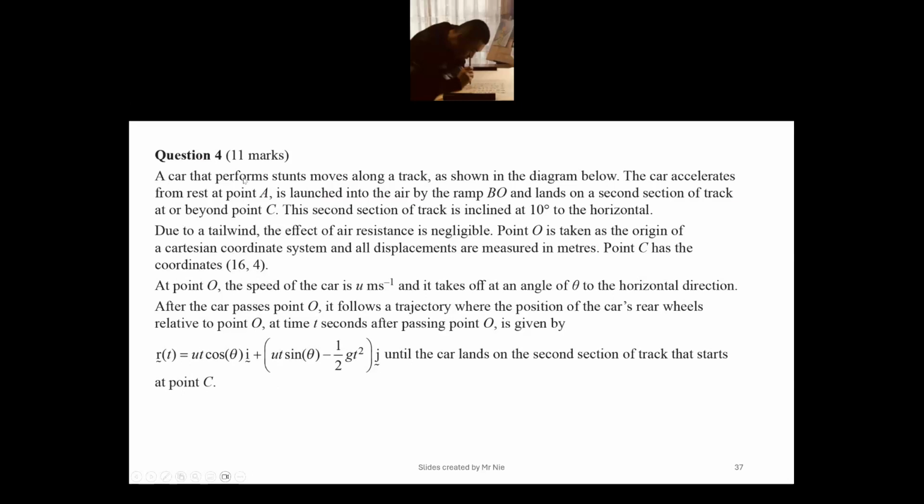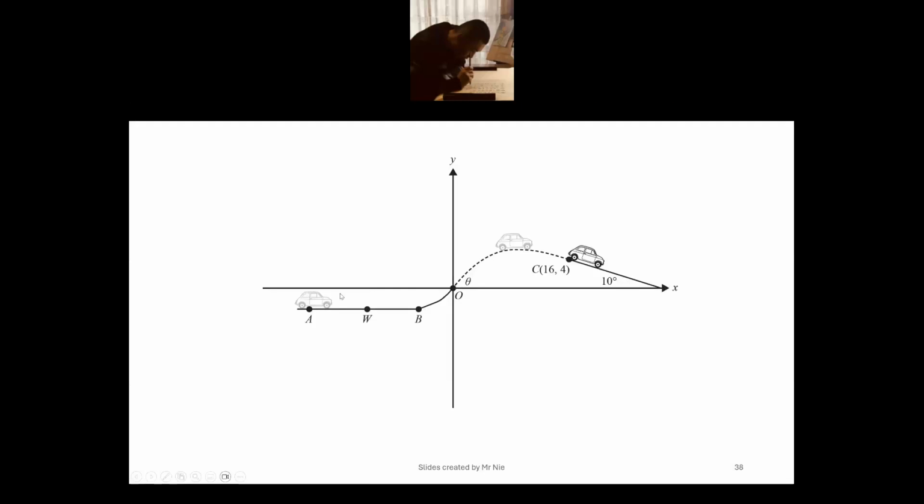So it describes a car performing a stunt move along the track. You need to look at the diagram. So it's moving from A to B, and it has gained a bit of speed. Then it travels up, and this is where it will follow a projectile path. And hopefully the car, once it completes the stunt move, will land on this ramp at 10 degrees to the ground, downwards. And this point of landing potentially has a coordinate pair 16, 4. Okay, so that is the brief visual scenario you need to look at.